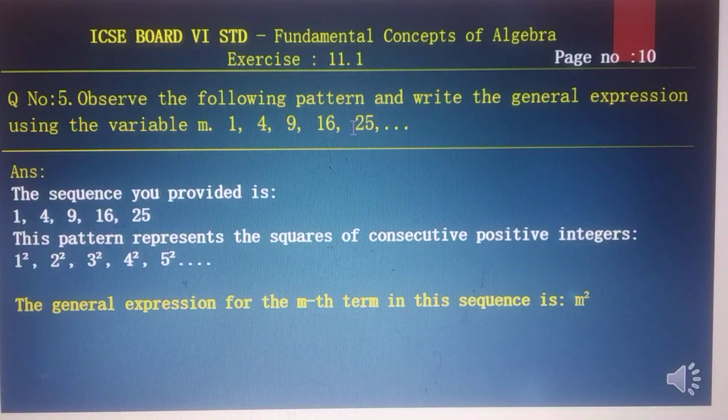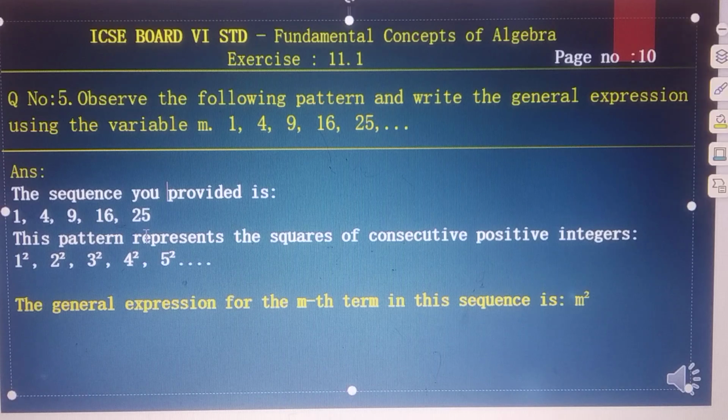Question number 5. Observe the following pattern. Write the general expression using variable m. 1, 4, 9, 16 and 25. Here is the sequence: 1, 4, 9, 16 and 25. This pattern represents the squares of consecutive positive integers: 1 square, 2 square, 3 square, 4 square and 5 square. The general expression for the m-th term in the sequence is m square.